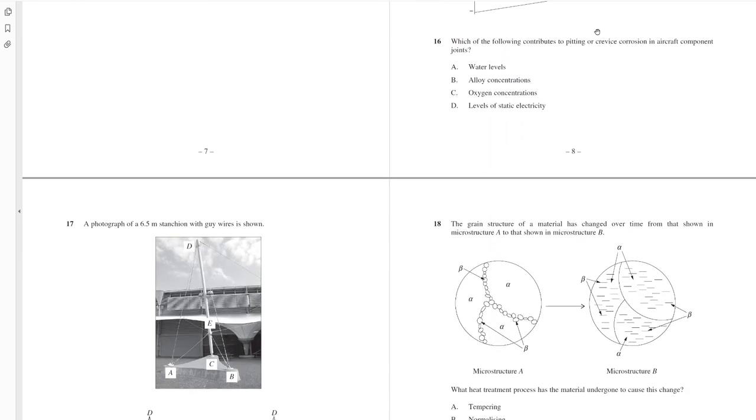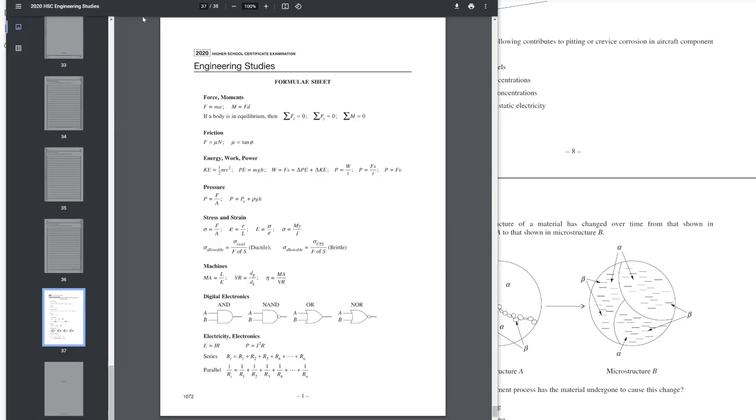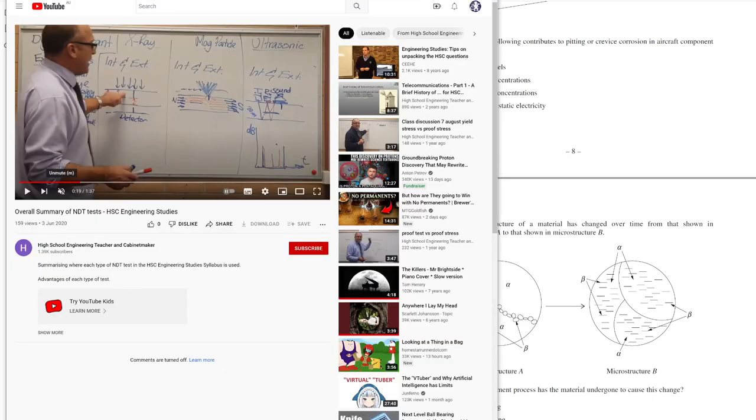Which of the following contributes to pit or crevice corrosion in aircraft component joints? Okay, I'm going to come back to this guy in a second.